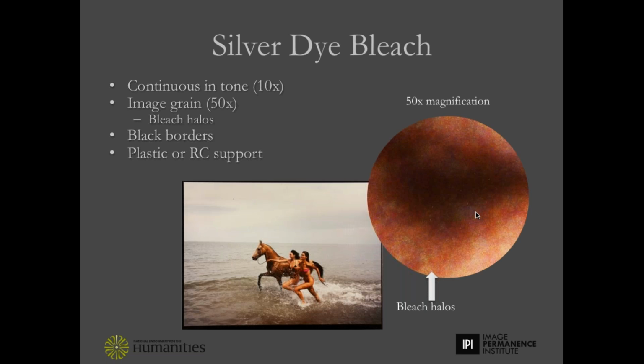There are a few key identifying features that distinguish silver dye bleach from chromogenic. The three gelatin layers have cyan, magenta, and yellow dye fully formed, so unexposed areas like the borders have all three dyes present, producing black, so we have black borders. With high magnification of 50x or higher, we'll see this image grain. Because the image is formed by removing dye around the silver, we see these voids called bleach halos. With practice, these will become easily distinguishable from dye clouds in the chromogenic process.